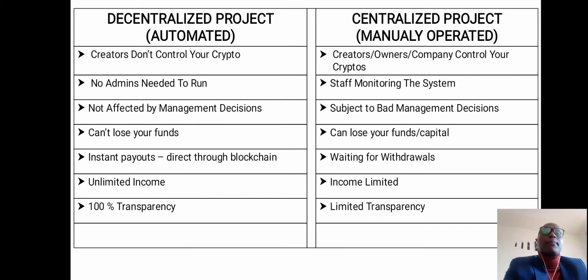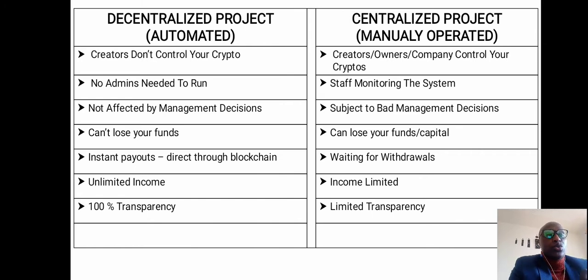But for a decentralized project like the smart contract on the Forsage ecosystem, the creators don't control your crypto. Even the innovators, the founders themselves, are just members like anyone else. So no admins are needed to run it, and it's not affected by any management decisions because no one controls it, and it's risk free, and you cannot lose your funds. It has instant payout because your returns come directly to your blockchain wallet, and also the income is unlimited. You can earn unlimited Ethereum or any other coin you want, as long as it's operating on this platform, and it's 100% transparent.